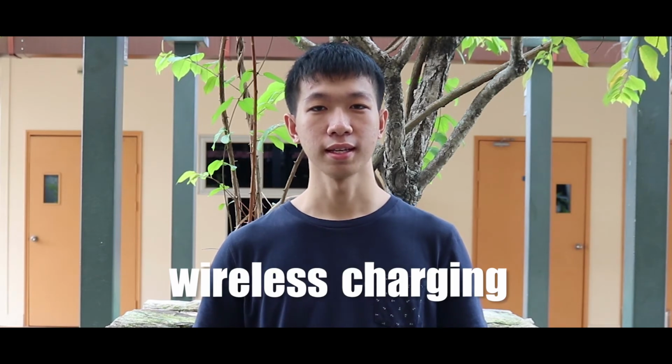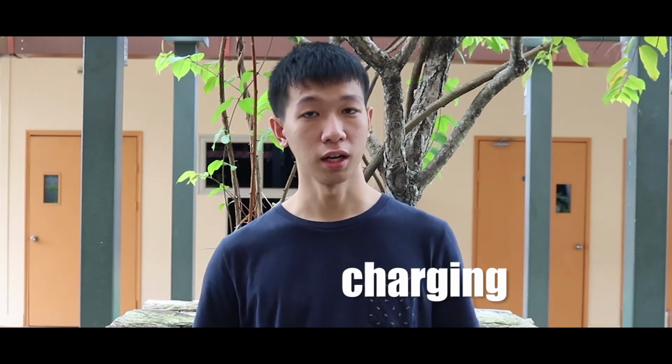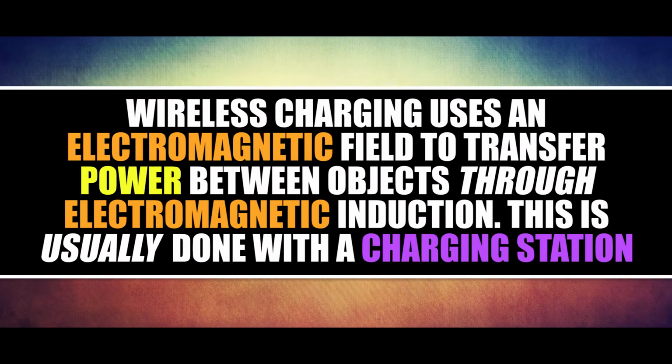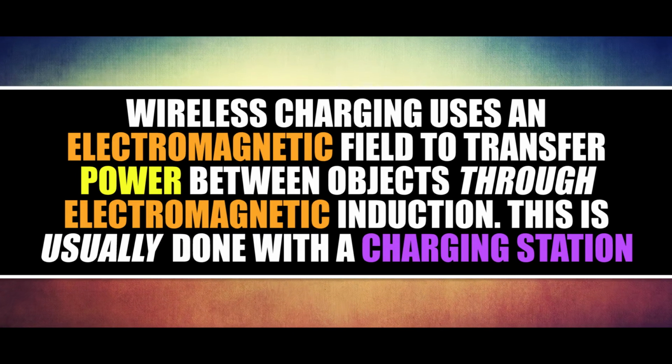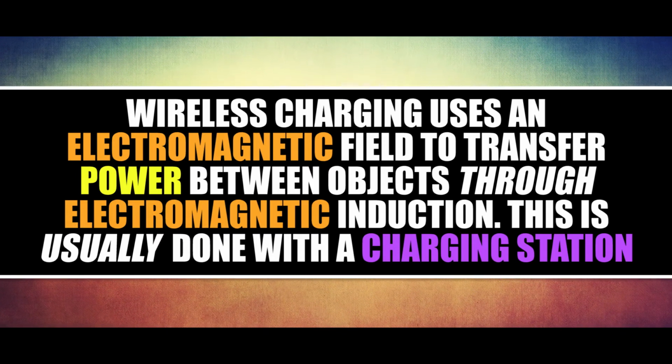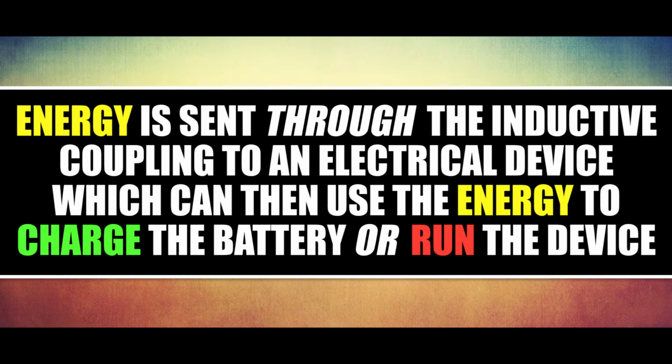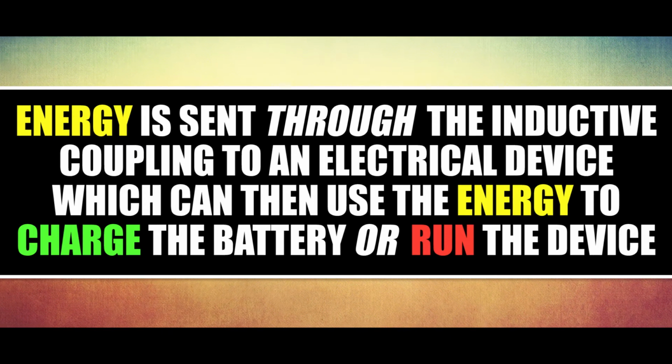There are many devices that function based on wireless power transfer, some of them being everyday items that we can see in our daily lives. Today, we're talking about wireless charging, also known as inductive charging or cordless charging. Wireless charging uses an electromagnetic field to transfer power between objects through electromagnetic induction. This is usually done with a charging station. Energy is sent through the inductive coupling to an electrical device, which can then use the energy to charge the battery or run the device.